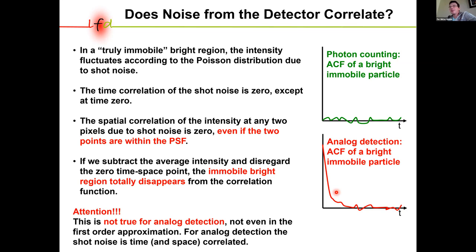from the correlation function. There's only one small caveat, which is you have to be careful for analog detection, because there can be a correlation in the noise actually. So in the analysis, you may have to jump a couple of pixels to avoid this detector correlation.